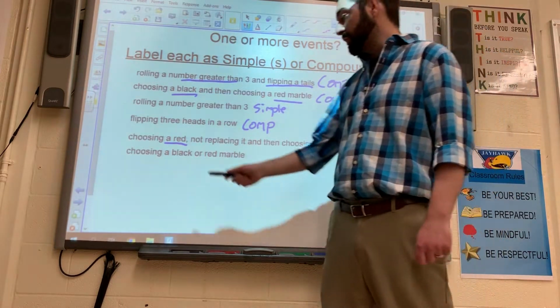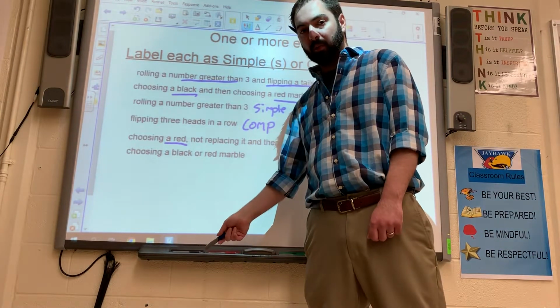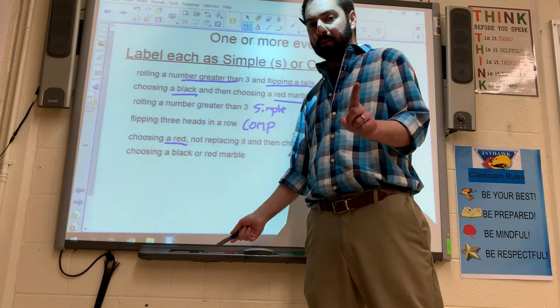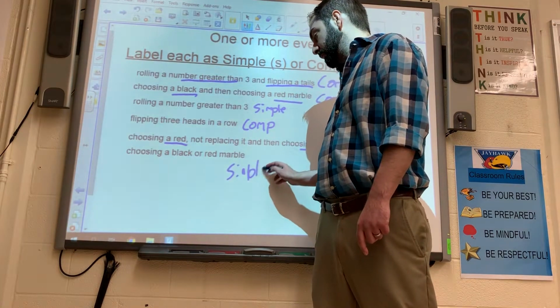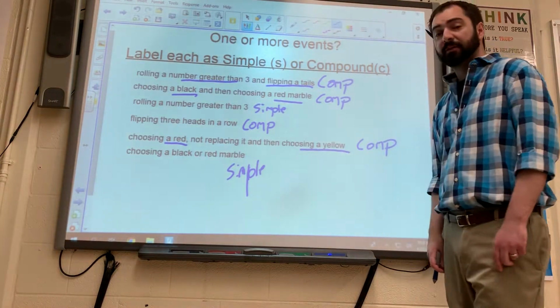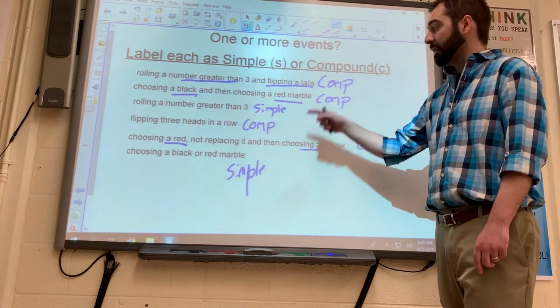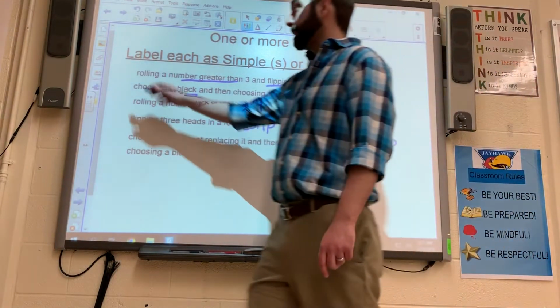And the last one, choosing black or red. Well, I'm trying to choose either a black or a red marble, but I'm only taking one marble. It's either going to be black or red. So that would be a simple probability. Okay. So again, knowing the difference of when I just have to find one event versus when I have to find more than one event and multiply.